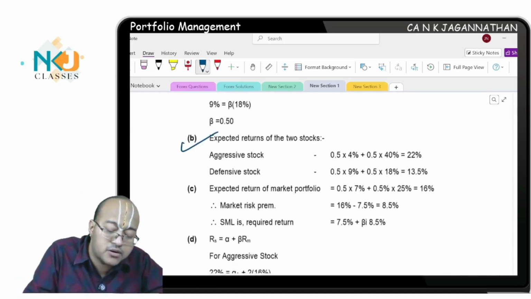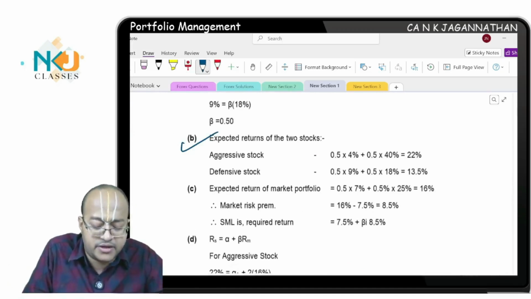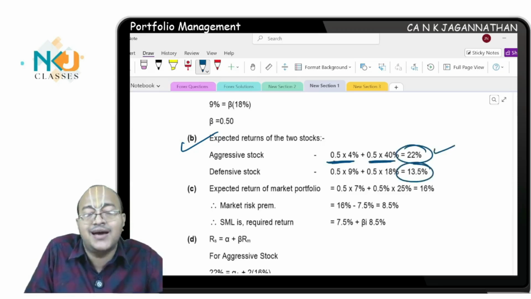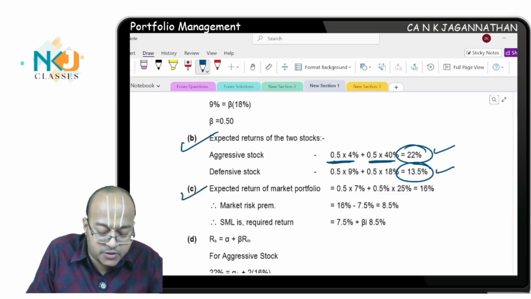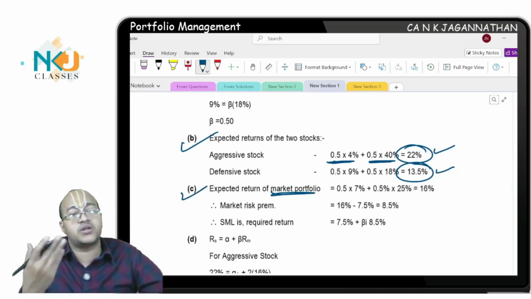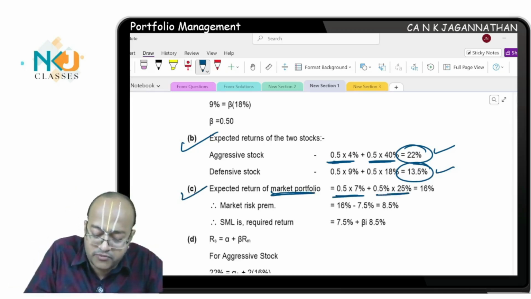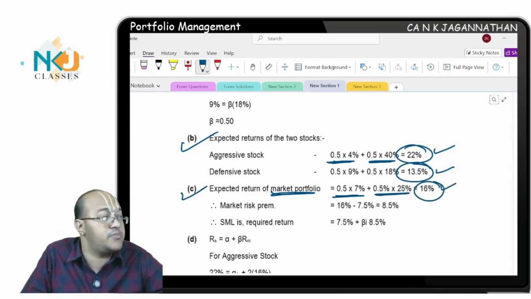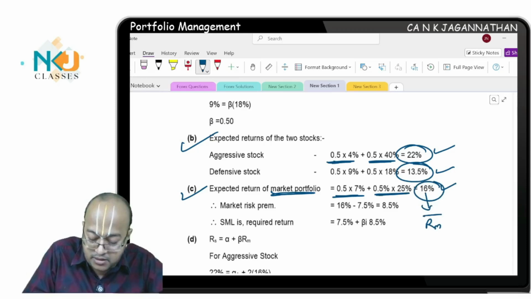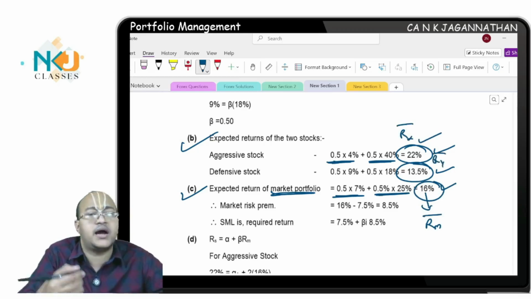Next, the expected return of these two stocks. Expected return is the average return, probability weighted, since probability is given: 0.5 into 4% plus 0.5 into 40%. The average return for the aggressive stock is 22%, and for the defensive stock it is 13.5%. Next, the expected return on the market portfolio: 0.5 into 7% plus 0.5 into 25%, 16% is the average return of the market. This is nothing but RM bar. Similarly RX bar and RY bar, assuming X and Y are the aggressive and defensive stocks.